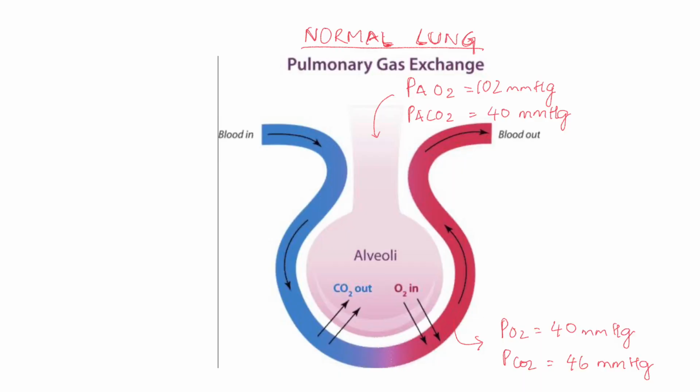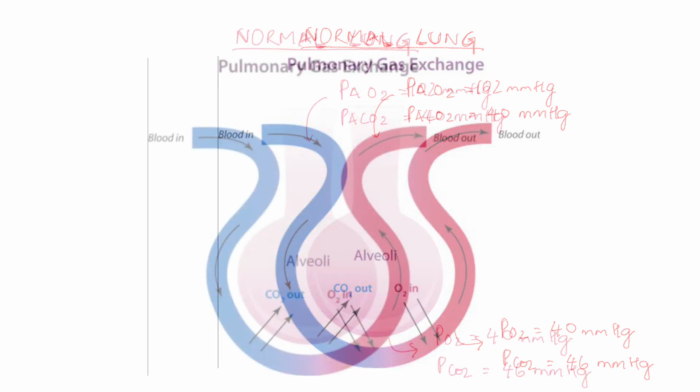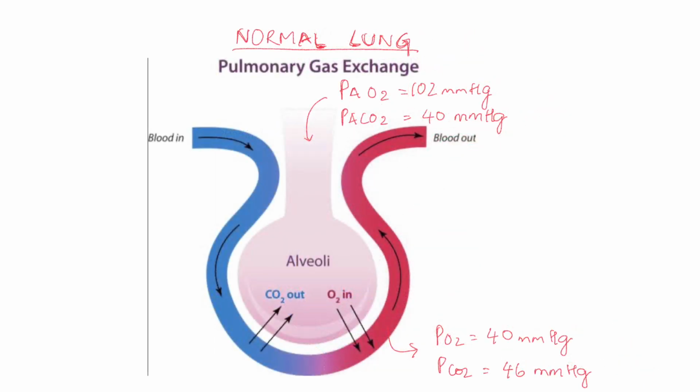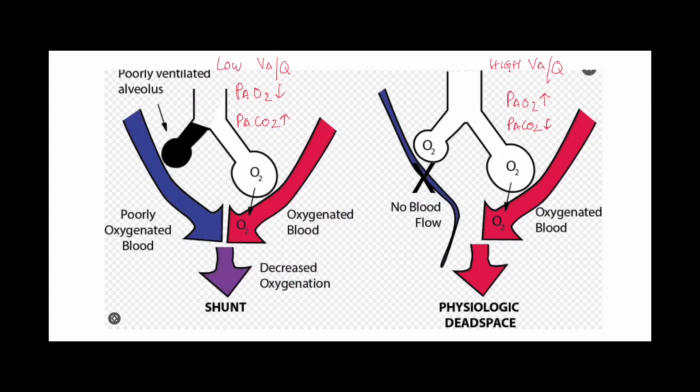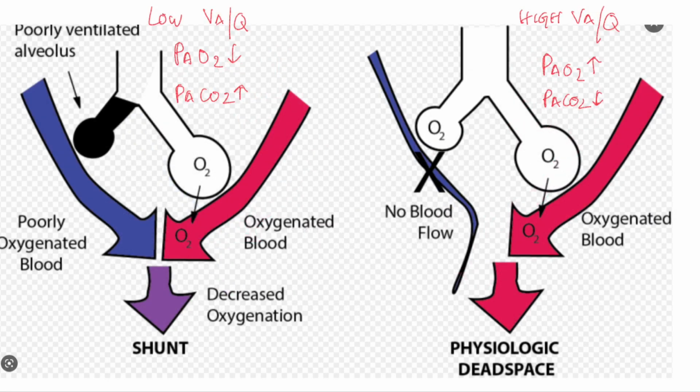In a normal lung, what you see here is a PaO2 in the alveoli of around 100, and the amount of carbon dioxide is around 40. This is the norm. However, in the pulmonary capillaries, the PO2 is around 40 and CO2 is a little higher, around 46. Now let's look at the disease process.